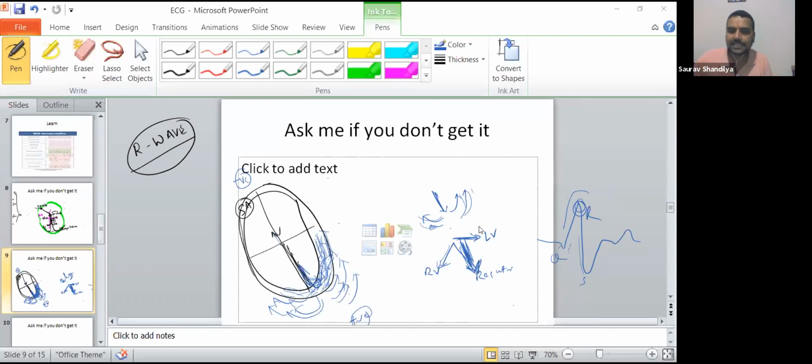Because the left ventricle, as I told you, has the thicker wall, this resultant vector will definitely persist more toward the left, right? Because you have a thicker wall, more depolarization, so it produces a nice large graph. That is what you call the R wave.